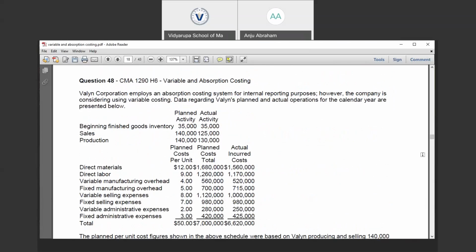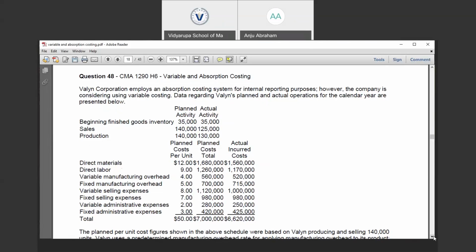Valiant Corporation employs an absorption costing system for internal reporting purposes. However, the company is considering using variable costing. Data regarding Valiant's plant and actual operations for the calendar year are presented below. We are provided with the finished goods inventory data, sales and production, plant level and actual level, and the various cost data, both plant cost and actual cost: direct materials, direct labor, variable manufacturing overhead, fixed manufacturing overhead, variable selling expenses, fixed selling expenses, variable administrative expenses, and fixed administrative expenses.